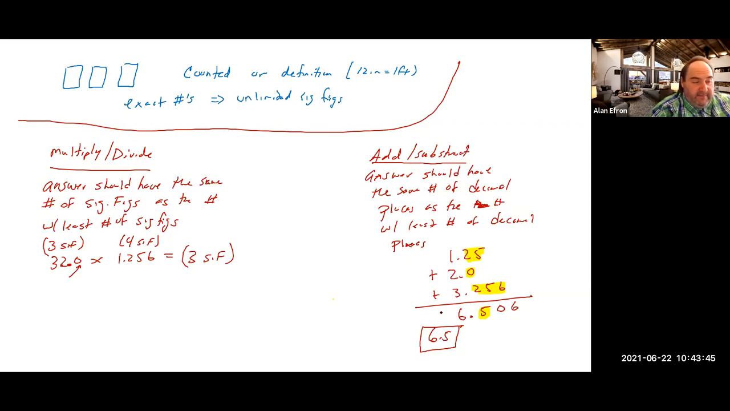So multiplying, dividing, you're looking at significant figures and it is the smallest. Adding and subtracting, you're looking at decimal places and it's the smallest. It's important to remember on the right-hand side there, we go to 1 decimal place because of the 2.0, but that gives us an answer of 6.5, which is actually 2 significant figures. So, keep that in mind as to what you're asked.